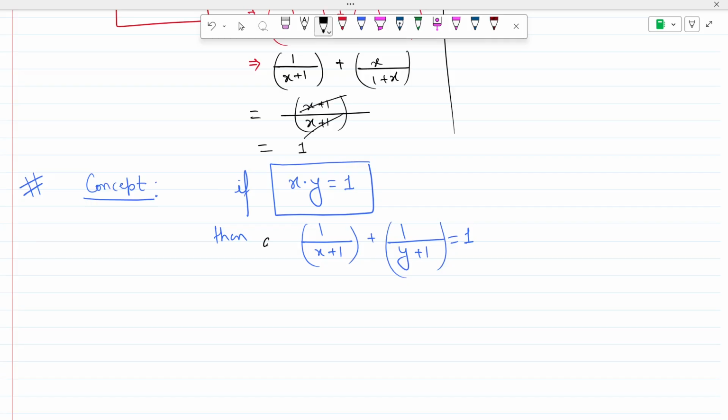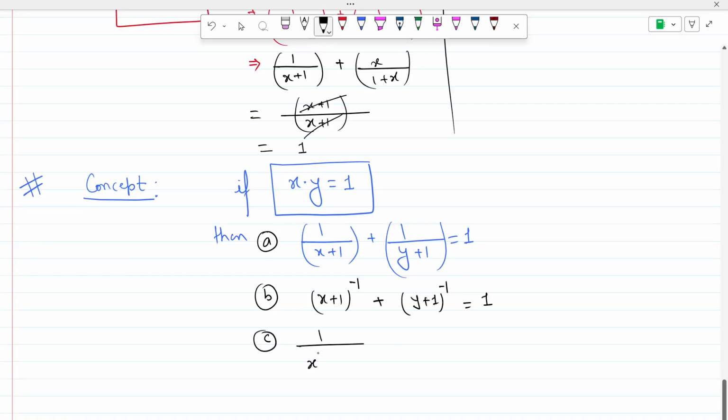The second one is, this may be asked in this way: x plus 1 raised to power minus 1 plus y plus 1 raised to power minus 1 will also be equal to 1. Same thing. This is the important one for you: 1 upon x raised to power n plus 1 upon y raised to power n plus 1. It means if you have any power on x also, then it is also equal to 1, because it'll cancel out. Yeah, fair enough.